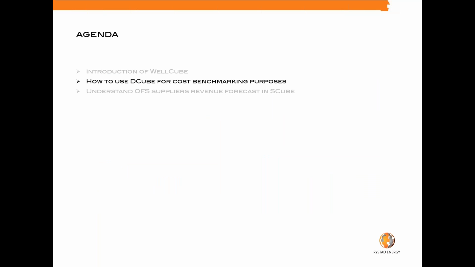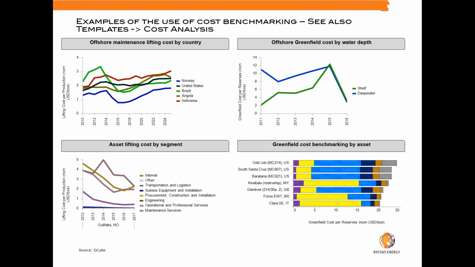So now I will show a case example of how you can do cost benchmarking in D cube. So the cost benchmarking is visualized by 4 graphs. On the left hand side we have lifting cost, and on the right hand side we have greenfield costs. So I will first explain the lifting cost. And by lifting cost we mean investments on already producing fields normalized on the production number each year.